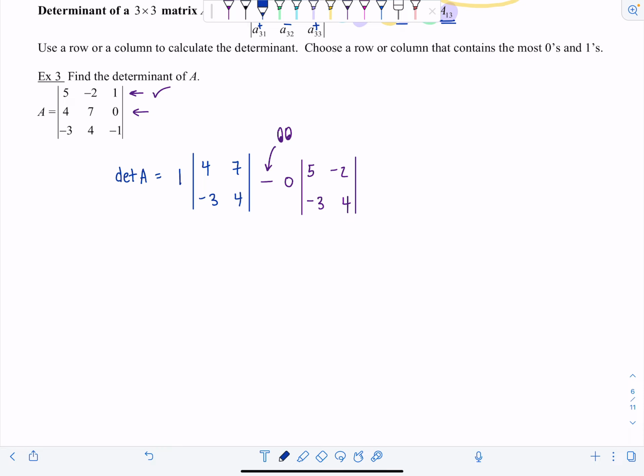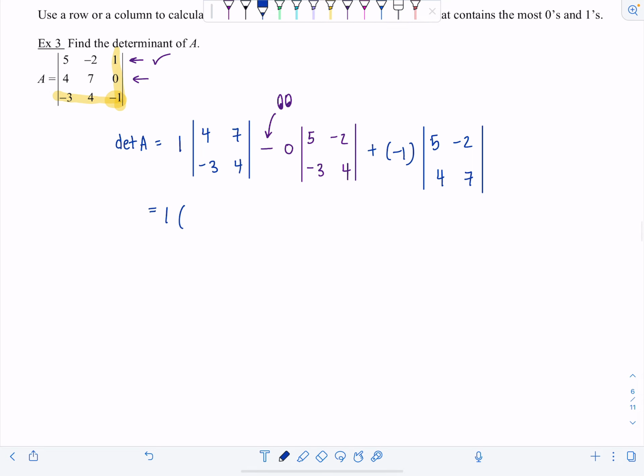And then I have plus -1. And then now I'm going to multiply by the determinant from deleting that row and column that contain -1, that entry. And we have the determinant of 5, -2, 4, 7. All right. Good. So let's see here. This is just 1 times 16 minus -21. So that's 16 plus 21 minus 0. This guy's just gone.